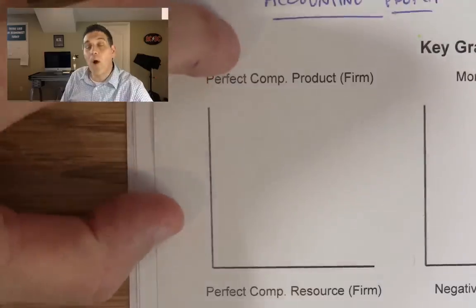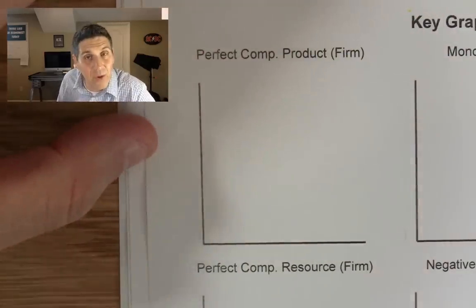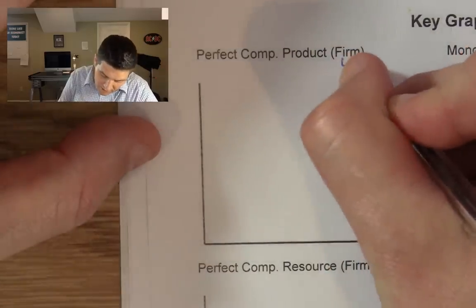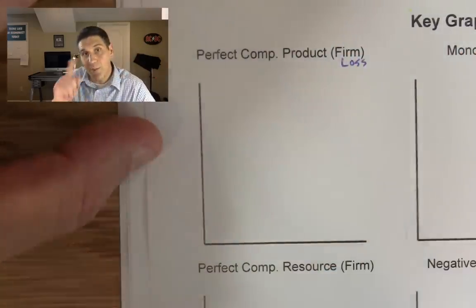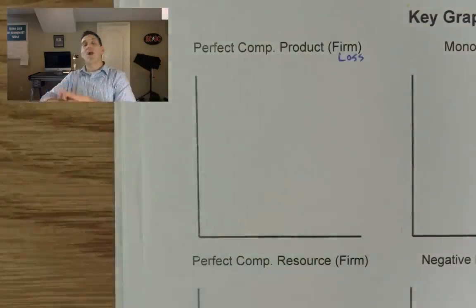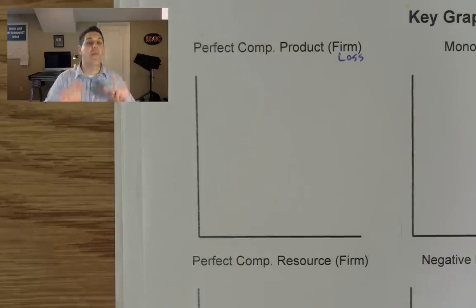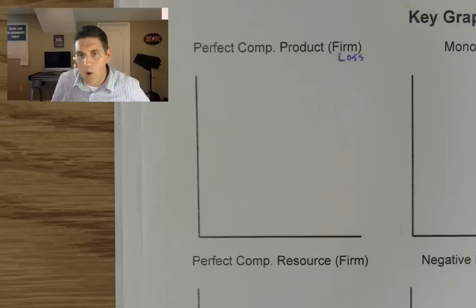So on this one, I want you to please draw by yourself. Don't look at your notes. Don't look at your book. A perfectly competitive firm making a loss, but continuing to produce. If you want to draw an A, B, C, you can, but you don't need to. Go ahead and draw right now a perfectly competitive firm making a loss. Here we go. Let's see how you do.